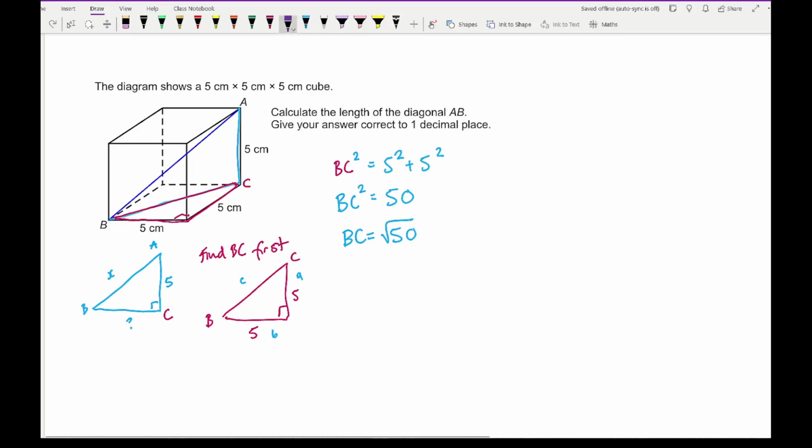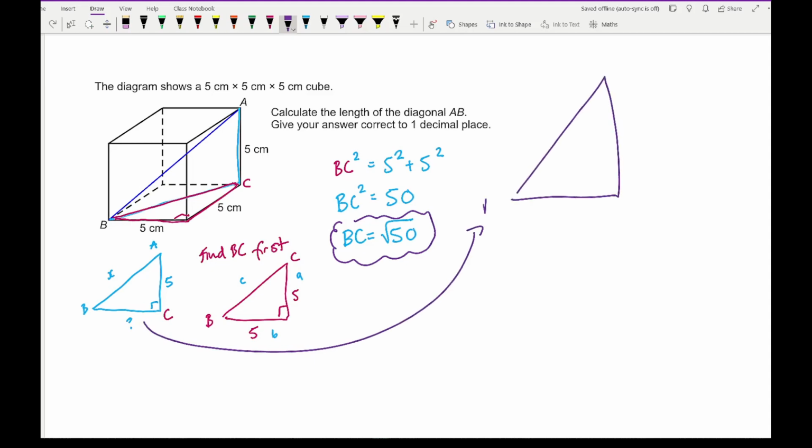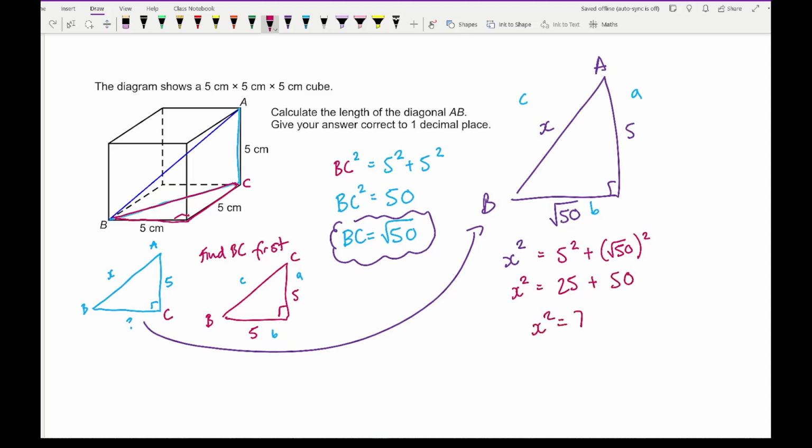Now with this, from this triangle, if I just bring this triangle over here so we've got a bit more space. So BA is what I'm trying to find, so that's X. This is 5, and I know now that this length here is root 50 centimeters. So here, using Pythagoras again, let's just label this, so this is C, that's A, that's B. So I've got X squared is going to be equal to 5 squared plus root 50 squared. And from this, I've got X squared equals 25 plus 50. So X squared is going to equal 75.